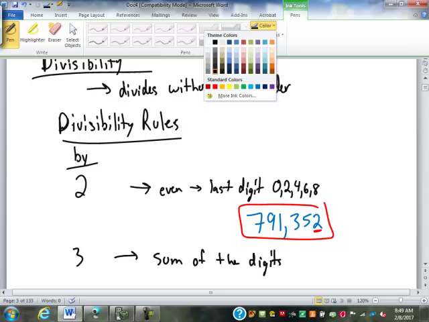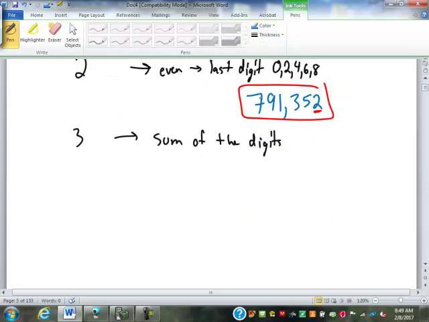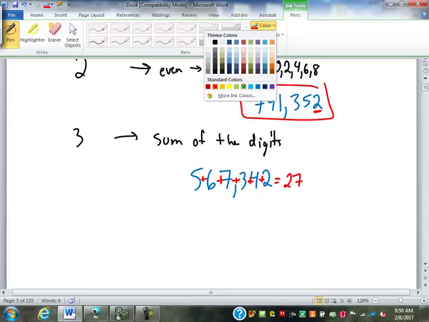Sum of the digits. What on earth does that mean? Well, let's say we've got this: 567,342. What's 5 plus 6? 11 plus 7. 18 plus 3. 21 plus 4. 25 plus 2. 27. Is 27 divisible by 3? Yeah.